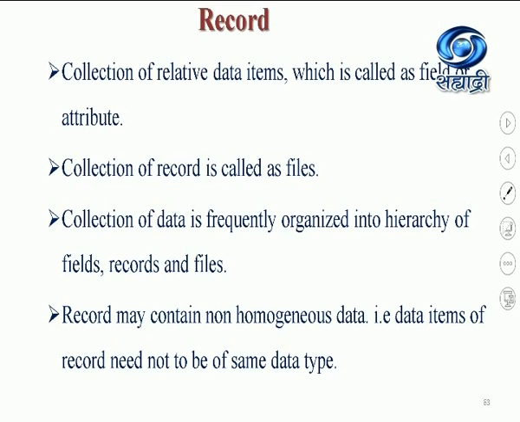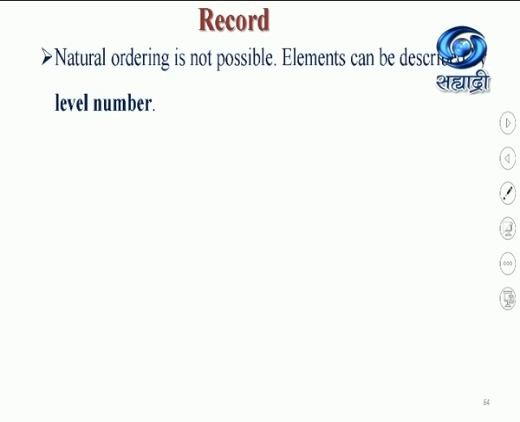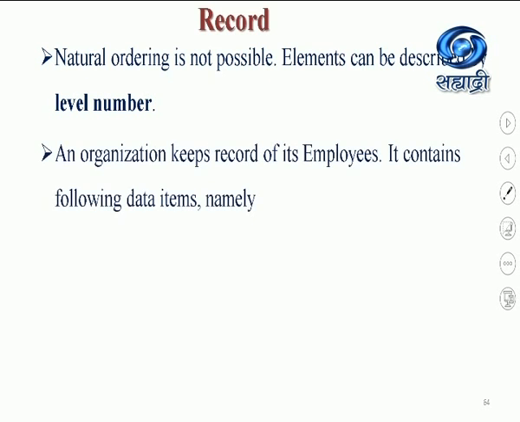Name stores only character values, roll number stores integer data. So a record may contain non-homogeneous data, that is, data items are not of the same data type. So natural ordering is not possible while you are storing that record. So elements can be described by the level number.